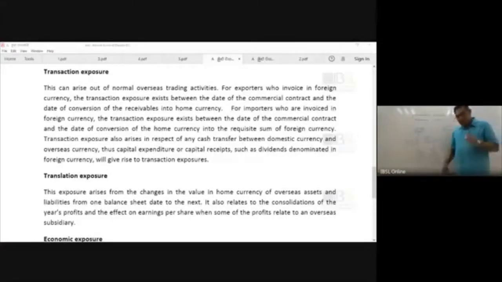Remember very well, when the draft is accepted, the drawee is liable to pay. Drawee is liable to pay. To whom? To the seller, I mean to the beneficiary, to the principal.